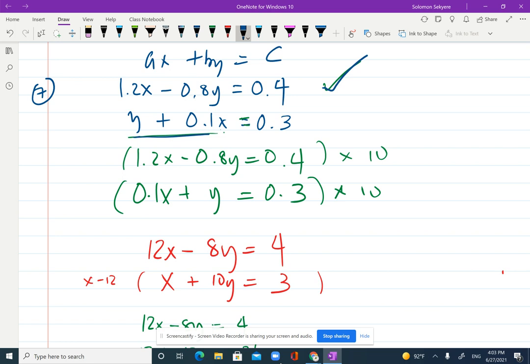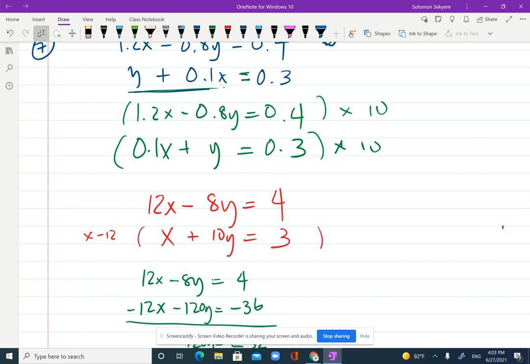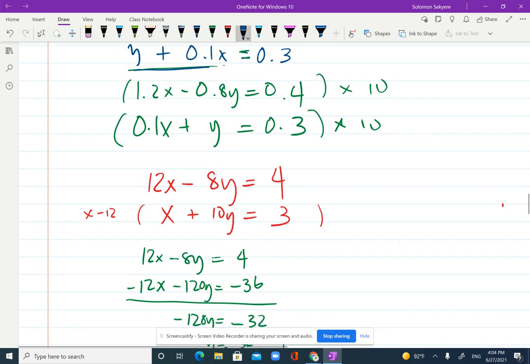So we just need to rearrange it. This is positive. So we just bring the 0.1x plus y equals 0.3. That's it. And then I just want to get rid of the decimal. So I'm going to multiply everything here, since it's only one decimal place. Multiply everything by 10. 1.2x becomes 12x, 0.8y becomes 8y, and 0.4 becomes 4.